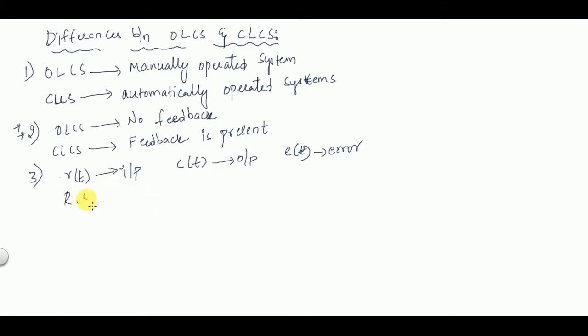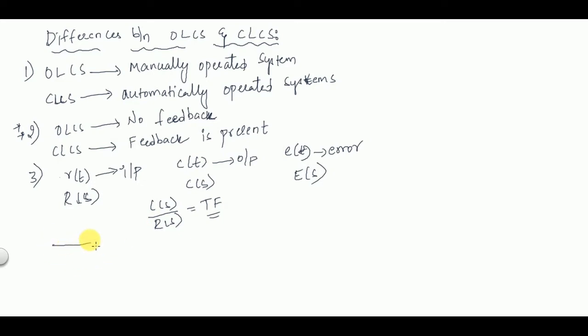So its corresponding Laplace transform will be R of s. The Laplace transform of C of t, that is output, is C of s, and the error Laplace transform is E of s. So the ratio of output Laplace transform by input Laplace transform is called as transfer function. Okay, ratio of output by input Laplace transform is called as transfer function. So I'll explain this in the next video very clearly, and how to find the transfer function also, we're going to solve some examples. Okay, so don't worry about this, we'll discuss that clearly in the next video.